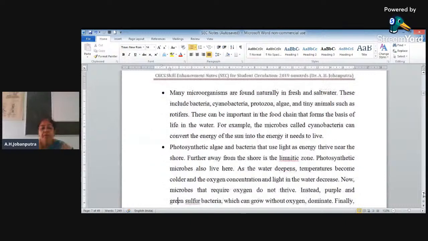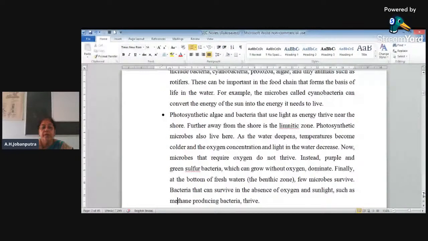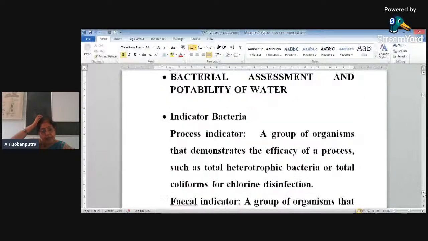Microflora of water we have finished. Now we'll move on to the bacterial assessment and potability of water. So, which water is safe for drinking? You will say filtered water is safe for drinking. RO water is safe for drinking.